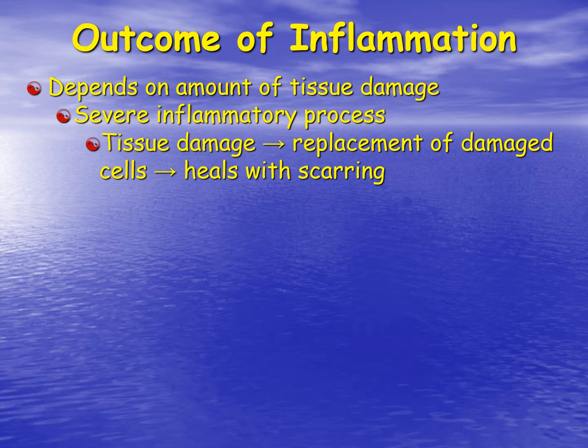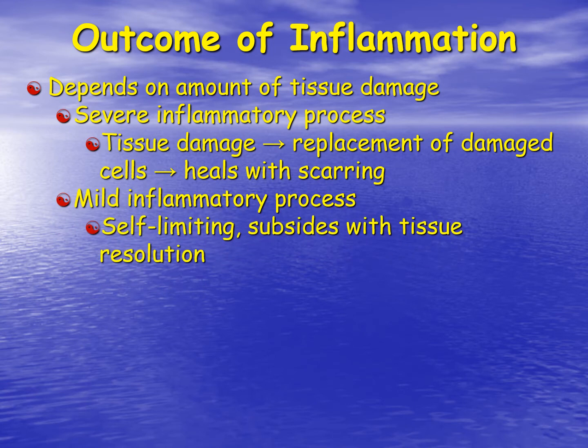However, some other tissues, such as the permanent tissues of the brain, nervous tissue, cardiac muscle, and skeletal muscle, known as permanent tissues because they don't undergo mitosis as mature cells, they actually will not be replaced by mitosis or hyperplasia of the normal cells. They will be replaced by connective tissue, scar tissue. With mild inflammatory process, oftentimes this is very self-limiting and subsides with tissue resolution.